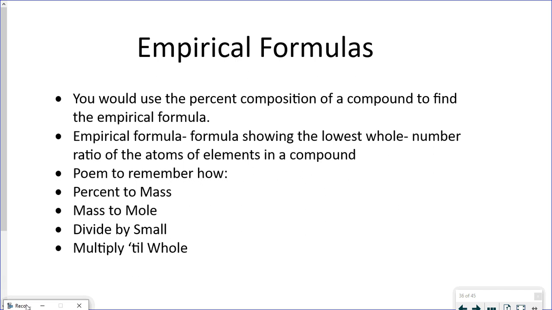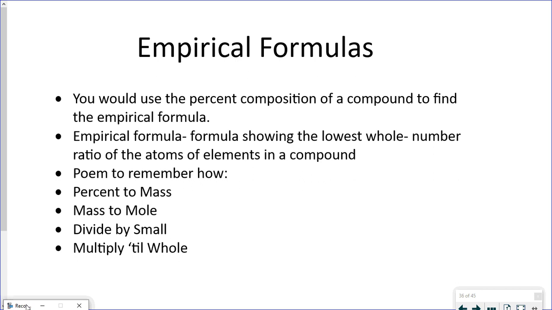Hey guys, in this video we are going to be finishing up our mole unit. We're going to be looking at empirical formulas and molecular formulas today. And all of this is going to be based off of percent composition to begin with. So we're going to use percent composition of a compound to find the empirical formula.